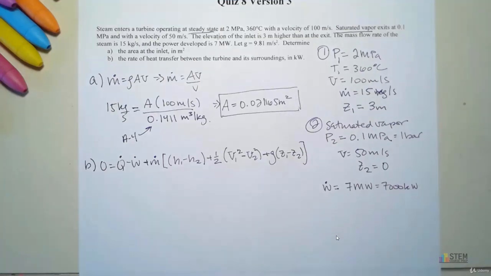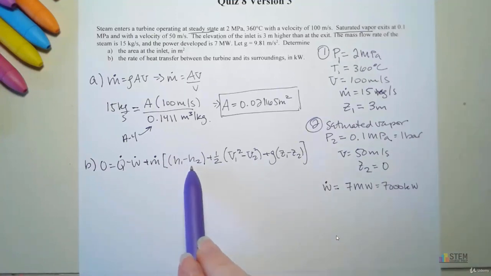Now usually it tells us to ignore kinetic and potential effects. It did not tell us that this time, so that means we're going to keep these things in here. Alright, so let's go ahead and go through these.